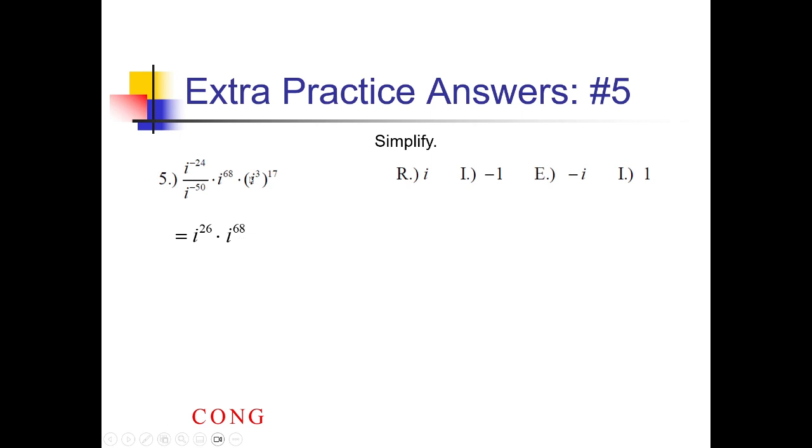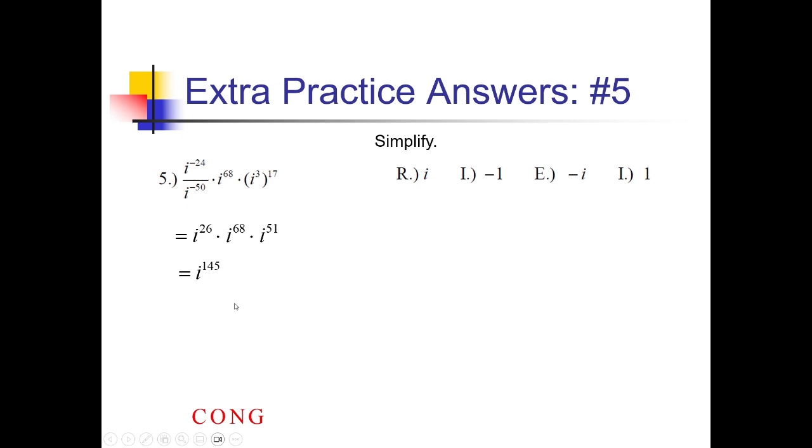And then i to the third to the 17, let's multiply those together. So 3 times 17 is going to be 51. Since I'm multiplying these i's, I can just add the exponents now. 26 plus 68, that's going to be 94. 94 plus 51, that's going to be 145. Feel free to use a calculator at any point for this number crunching.